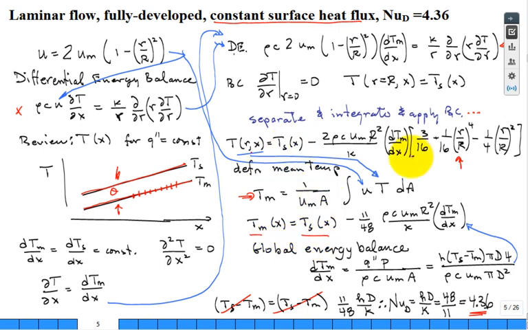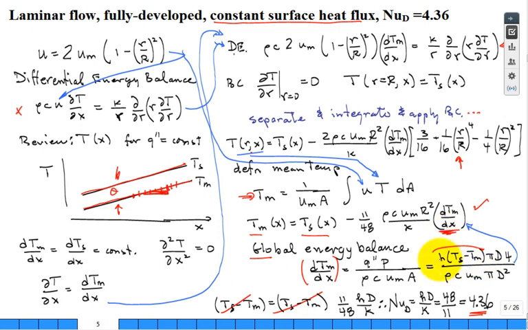You have to substitute the T in here, the u in here. You could do the integration and you get the nice packaged equation right there using this temperature profile. From our global energy balance, the slope here is related to q double prime P divided by rho C u_m A. What is q double prime? h delta T.